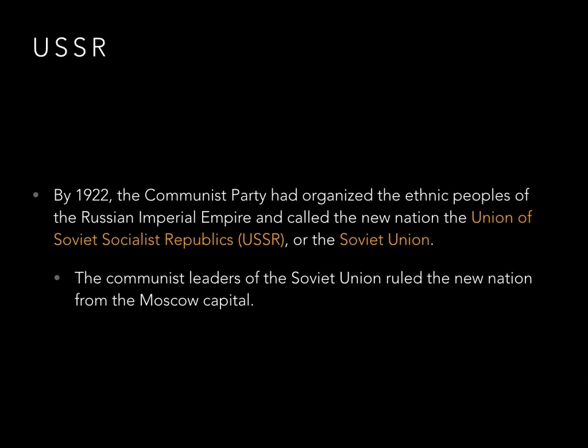A few years later, by 1922, the Communist Party had organized all the ethnic peoples of the former Russian Imperial Empire, and they called the new nation the Union of Soviet Socialist Republics, or the USSR. Also, it was often referred to as the Soviet Union. The communist leaders of the Soviet Union ruled this new nation from the Moscow capital.